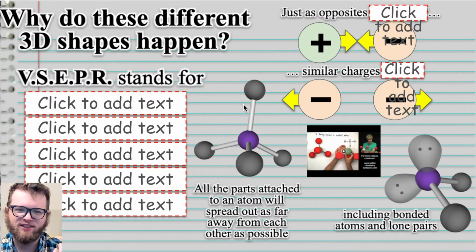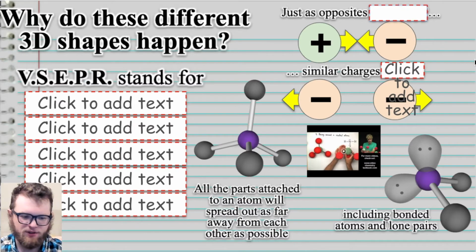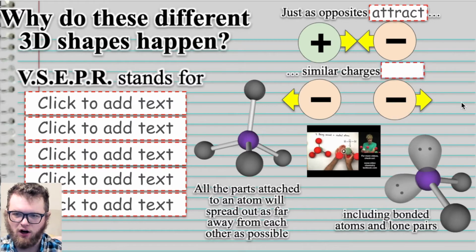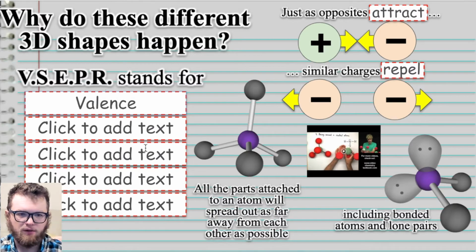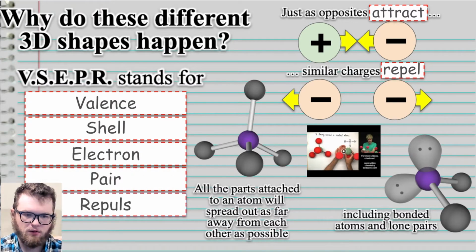So why do these different 3D shapes happen? Well, what do opposites do to each other? Remember, I married somebody who is smart and attractive, so we know that opposites attract. That also means that similar charges will repel or push each other away. VSEPR stands for valence, shell, electron, pair, repulsion.